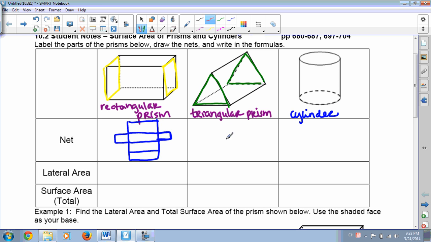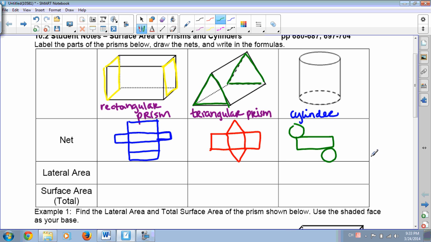A triangular prism has three rectangular faces. Do the best I can to draw this. And two triangular bases for a total of five total faces. And a cylinder has two circular bases and a rectangle that folds up to make the lateral surface area, the distance around. Okay, so those are the nets of those shapes.